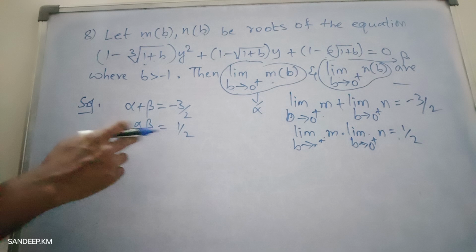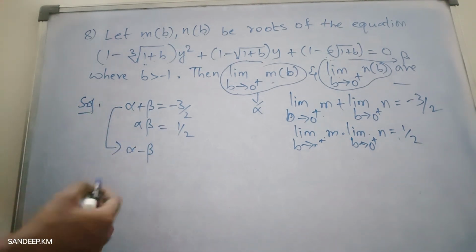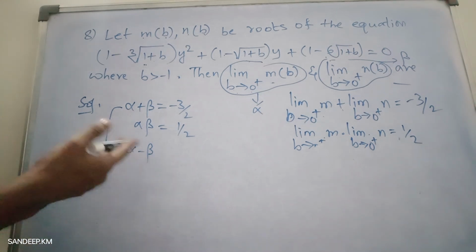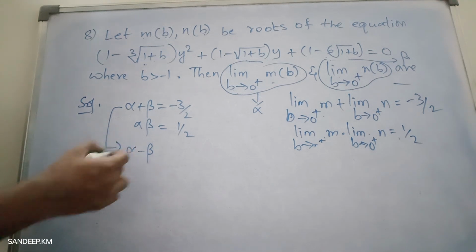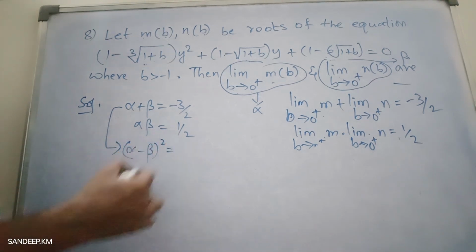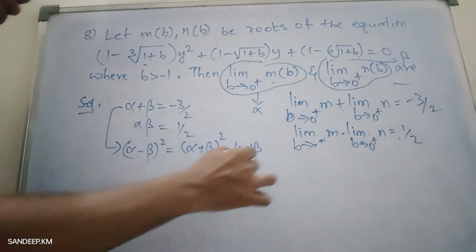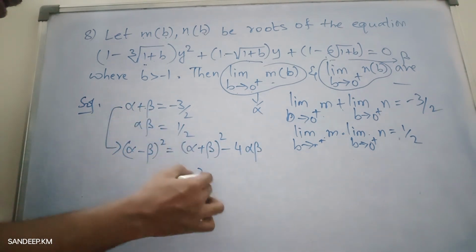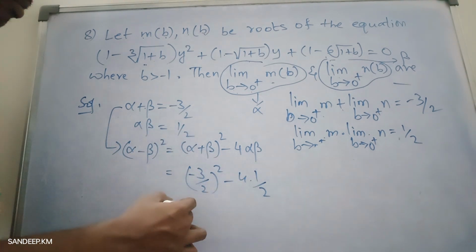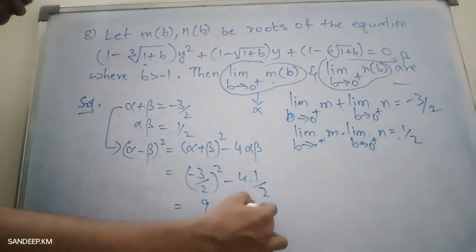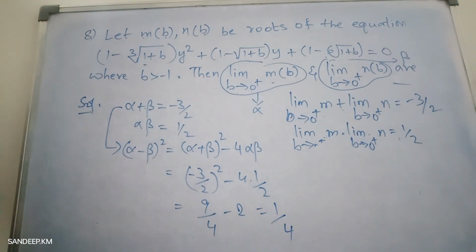So you can find alpha minus beta and then you can add these two to get alpha value and beta value, or you can use quadratic equation and you can find alpha value and beta value. Let me use this method. So we know that alpha minus beta whole square is alpha plus beta whole square minus 4 alpha beta. So alpha plus beta is minus 3 by 2 whole square minus 4 into alpha beta is 1 by 2. So we get 9 by 4 minus 2 which is equal to 1 by 4. Correct, dear students? 1 by 4.